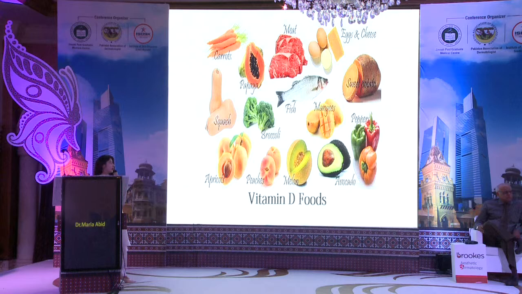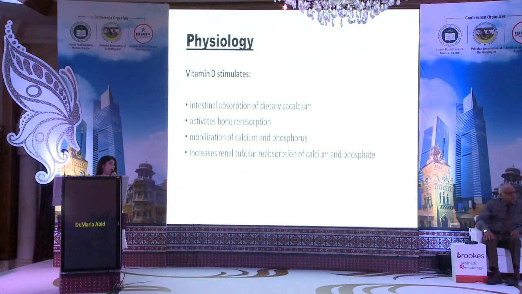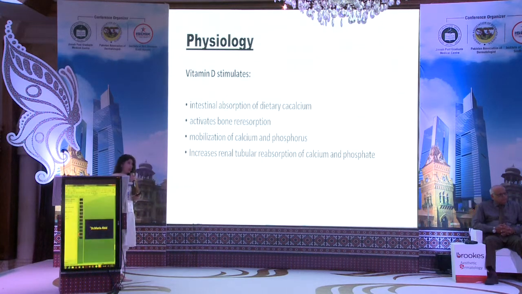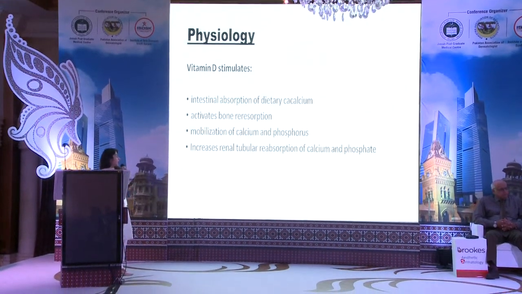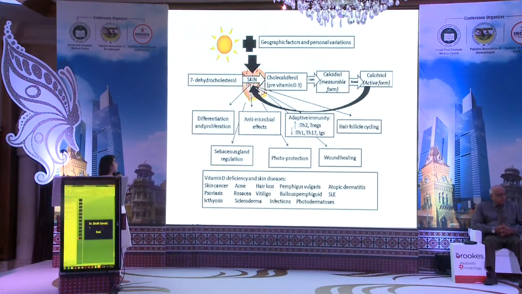Different other sources of vitamin D including carrots, papaya, squash, broccoli, mangoes, sweet potato, and more. Coming towards the physiology of vitamin D, generally the vitamin D stimulates intestinal absorption of dietary calcium, activates bone resorption, and mobilizes calcium and phosphorus along with increasing renal tubular reabsorption of calcium and phosphate.